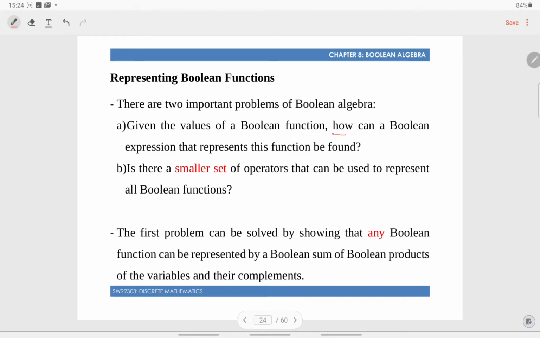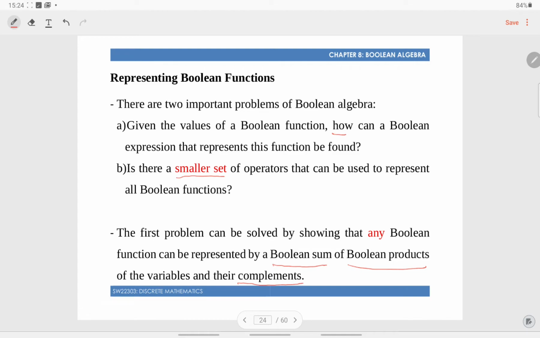The second question: is there a smaller set of operators that can be used to represent all Boolean functions? So how to answer these two questions? The first question can be solved by showing that any Boolean function can be represented by a Boolean sum of Boolean products of the variables and their complements. That's the way to answer the first problem.